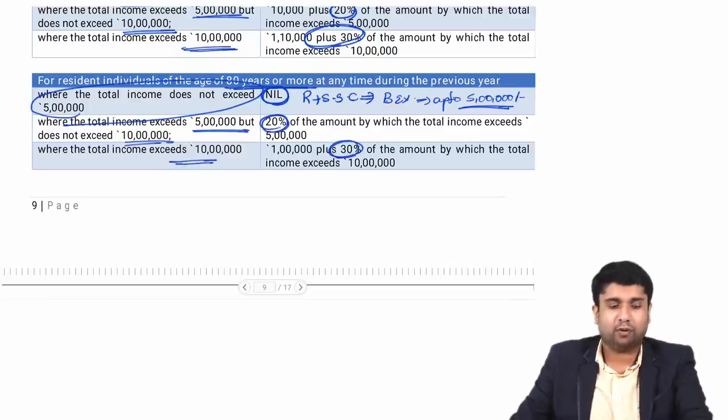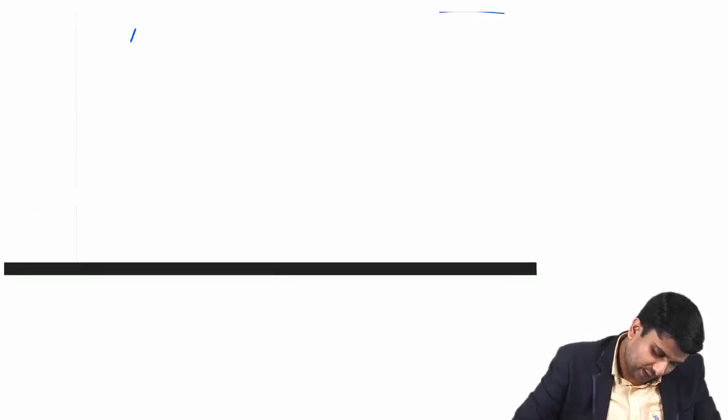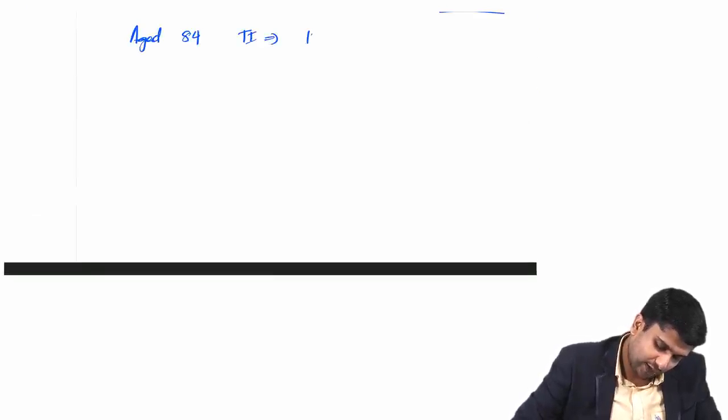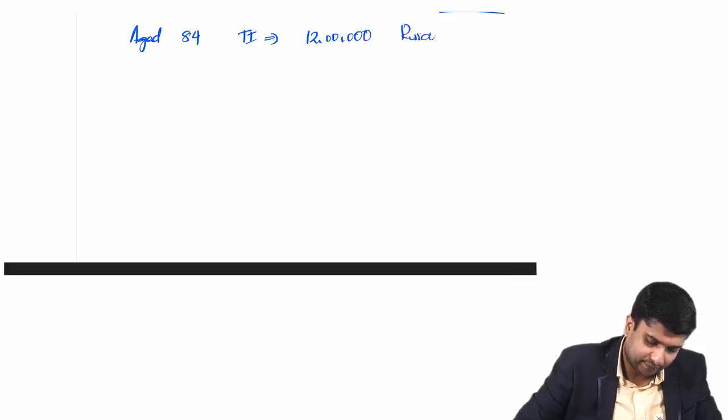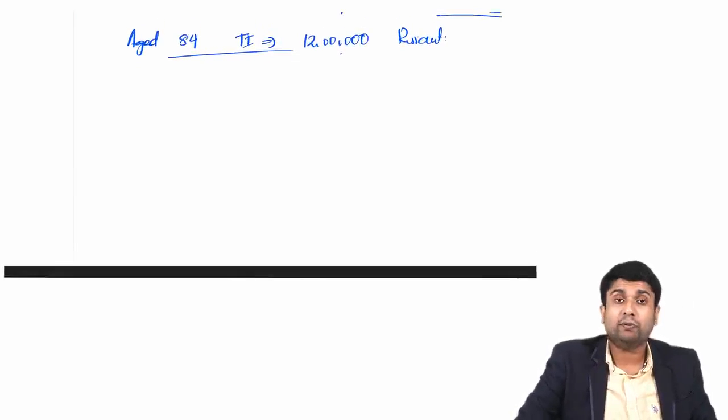Again, let's solve a problem to understand this concept as well. Say I'm aged 84 and my total income is 12 lakhs and I'm a resident in India. You compute my basic tax payable. How will you compute my basic tax payable?